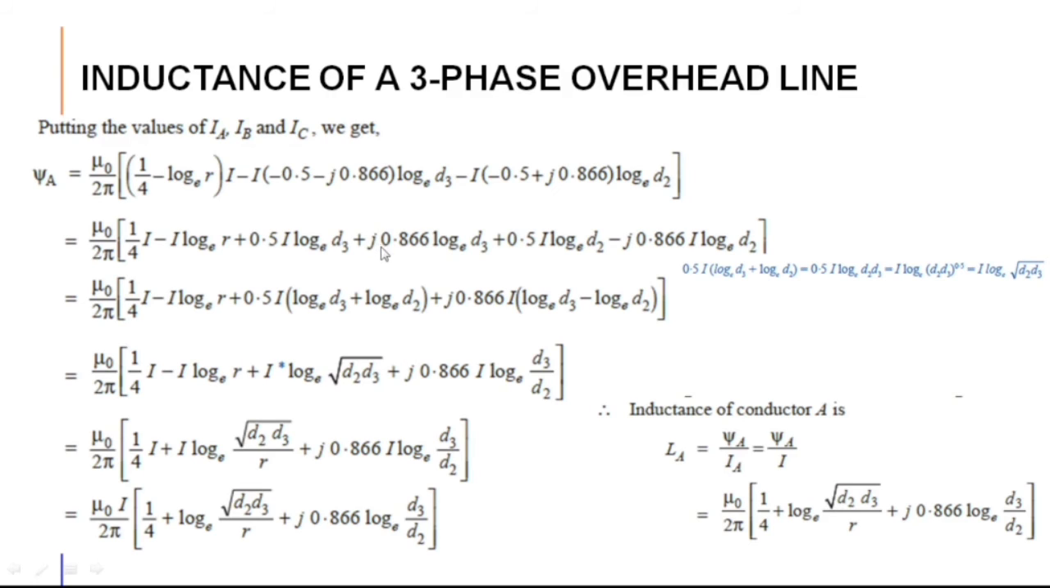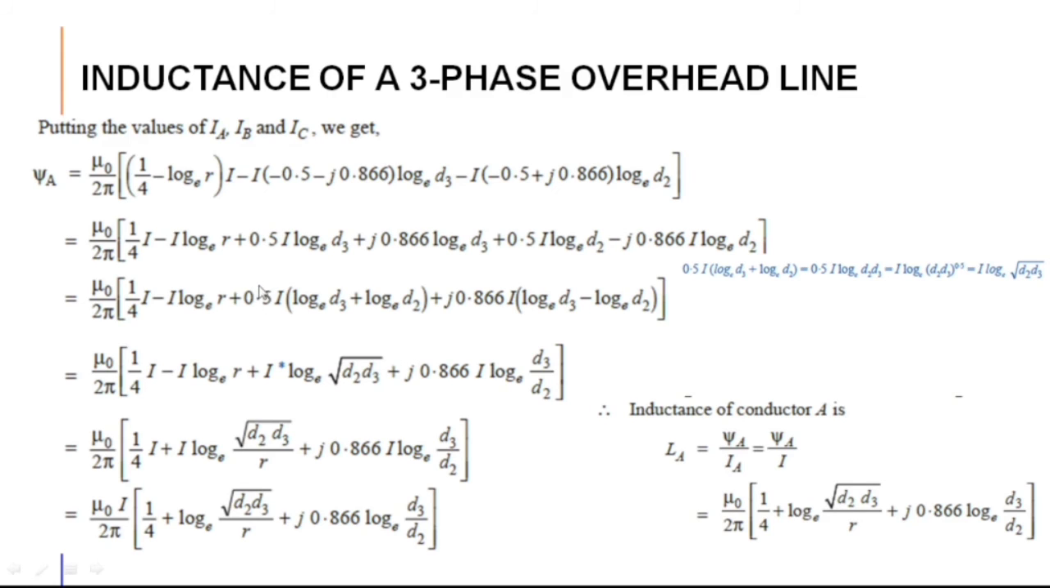For further simplification, I am taking the common terms. 1 by 4 I minus I log R base e, and 0.5 I as common: 0.5 I times log D3 base e plus log D2 base e. For the other two terms, the common factor is j0.866 I, and the remaining term is log D3 base e minus log D2 base e.